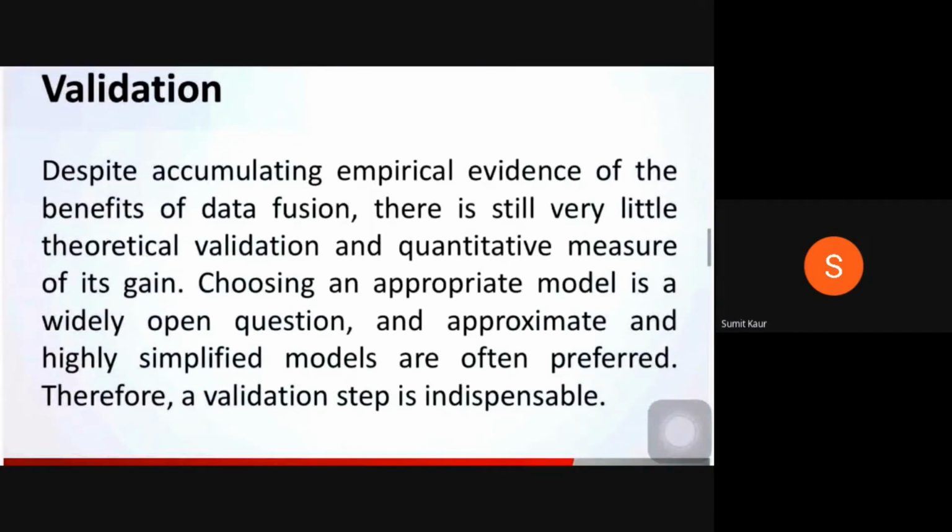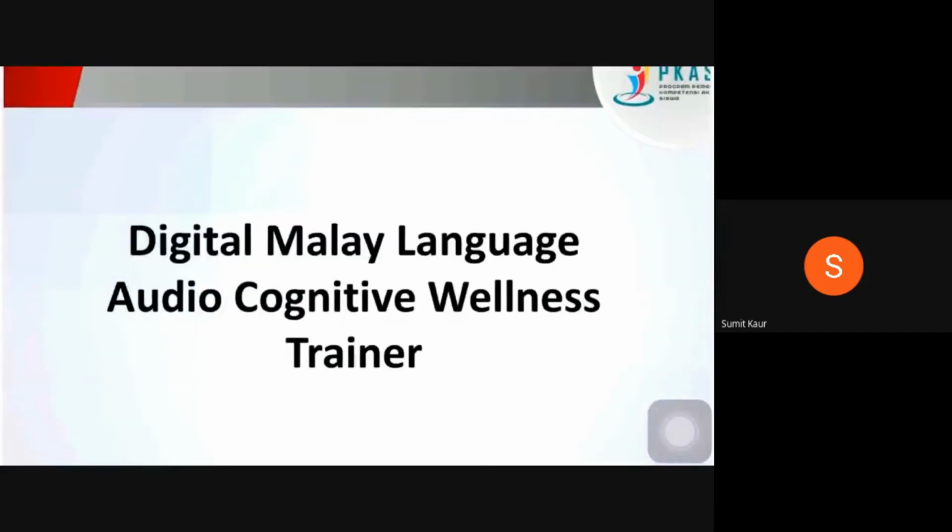Finally, I'm going to share a project or a product. This is actually already in the pre-commercialization stage. Digital Malay language audio cognitive wellness trainer. This is a project started in 2012.